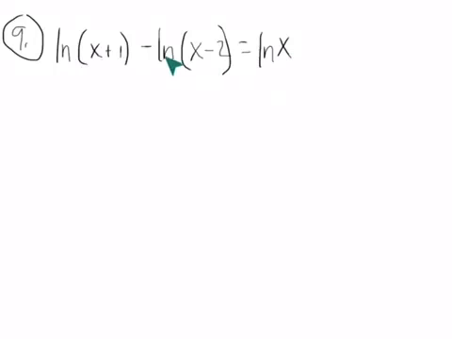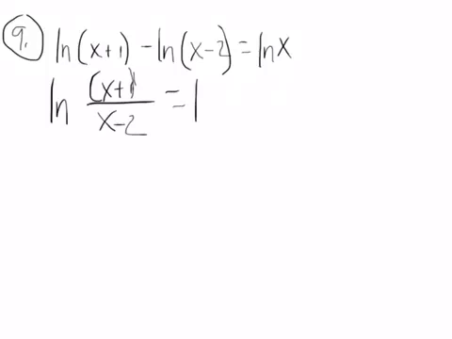And I notice that these are all natural log. So what I can do is some condensing. I can condense this. Notice that subtraction. So this would condense down to a single log statement: natural log of (x plus 1) divided by (x minus 2), and that's equal to natural log of x.